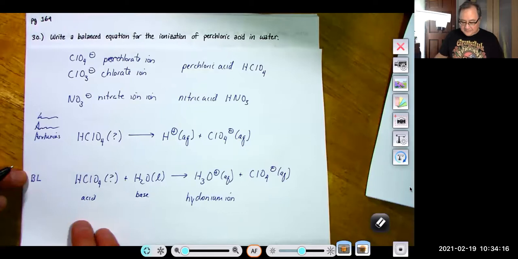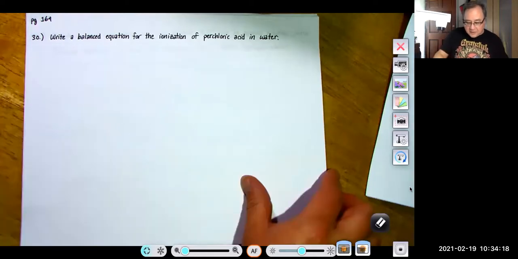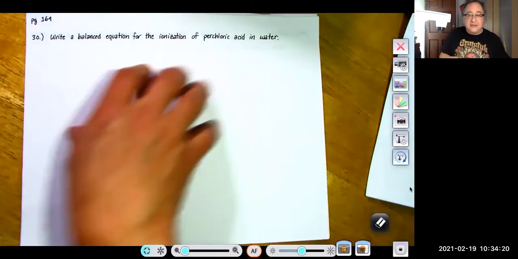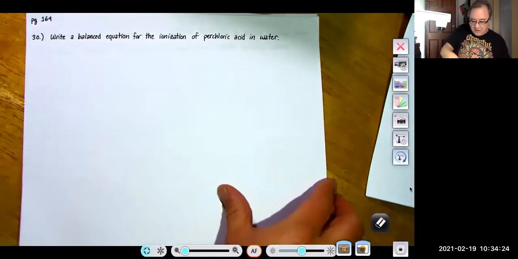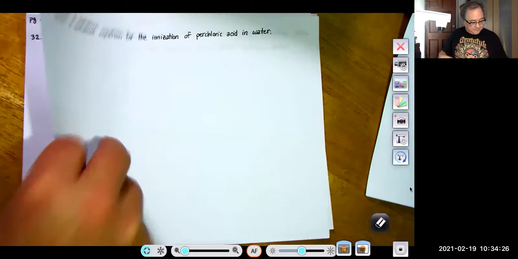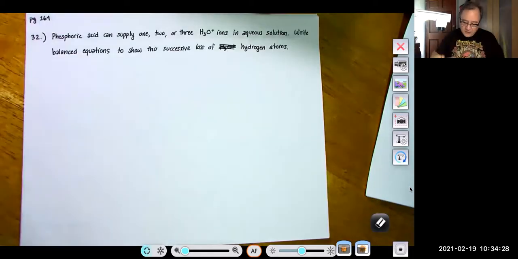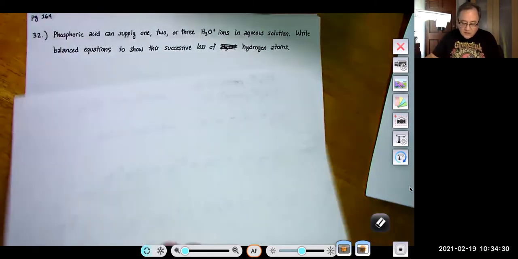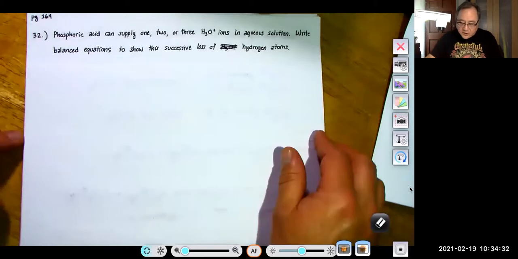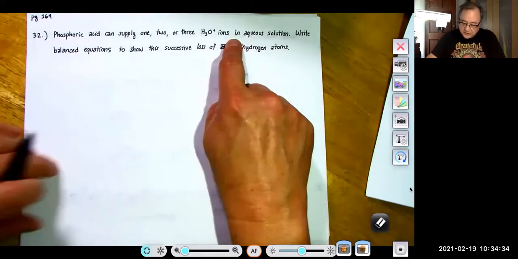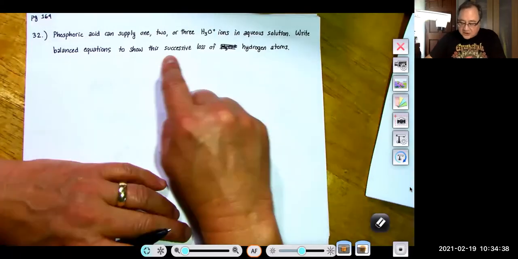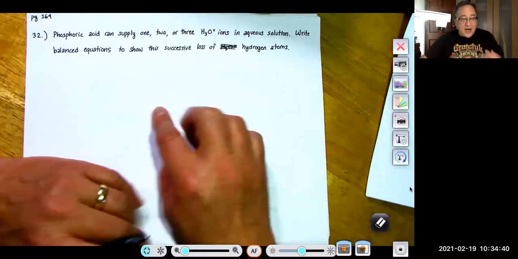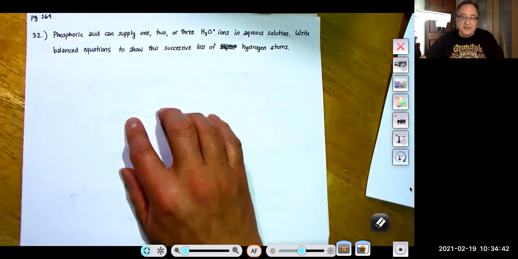Okay. So do we understand there are two ways to do this correctly? Okay. So let's keep going. Phosphoric acid can supply 1, 2, or 3 H3O pluses in aqueous solution. Write balanced equations to show this successive loss of hydrogen atoms. I'm going to use the Arrhenius way because it's quicker, okay?